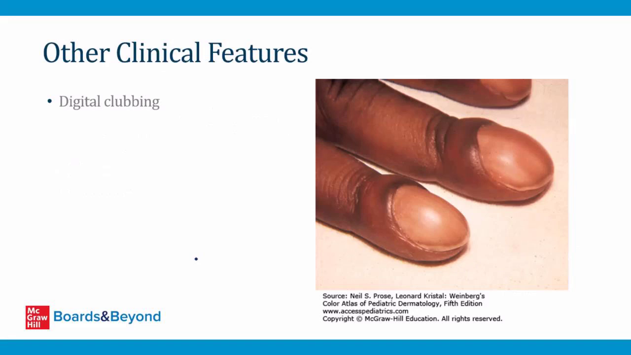One other clinical feature of cystic fibrosis I'll briefly mention is digital clubbing. That's what's shown here. This refers to an abnormal curvature of the nails. This can be seen in a number of forms of lung disease. It also occurs in cyanotic congenital heart disease. We don't really know why this happens, but it's a common finding in children who have cystic fibrosis.